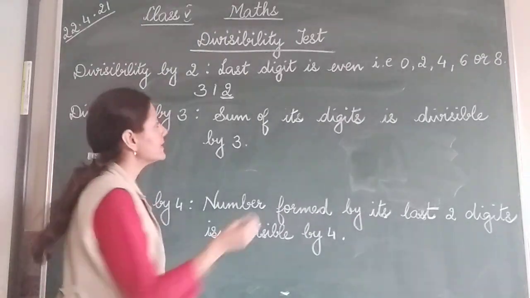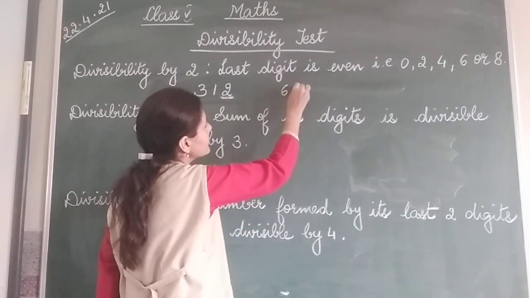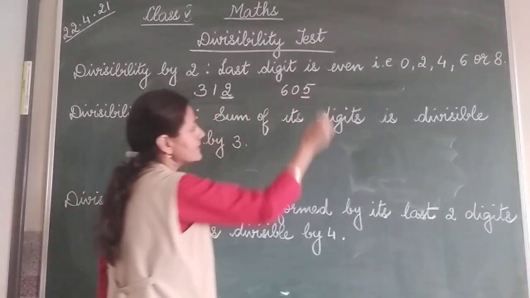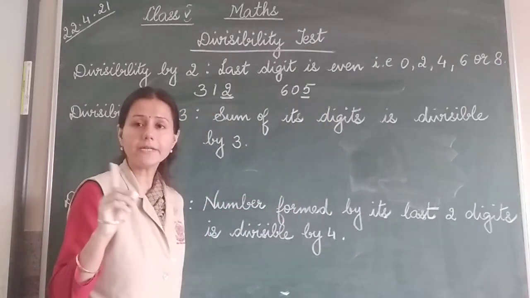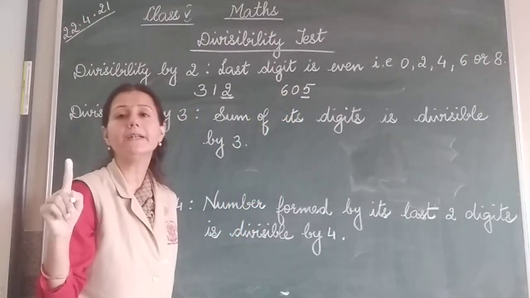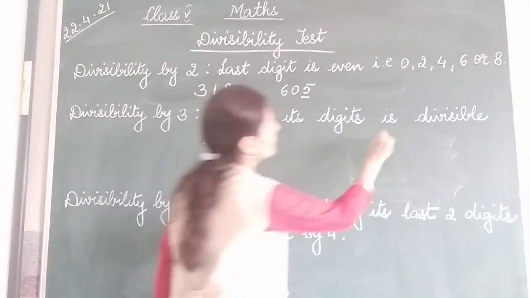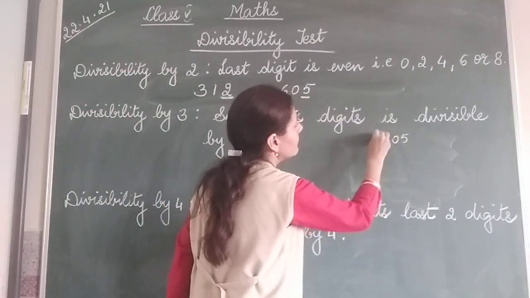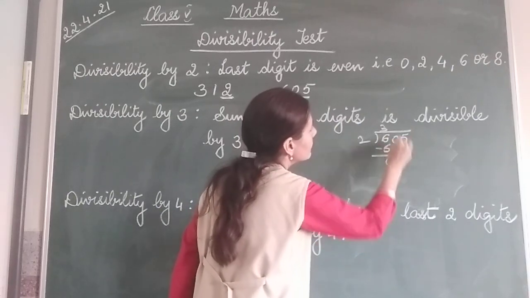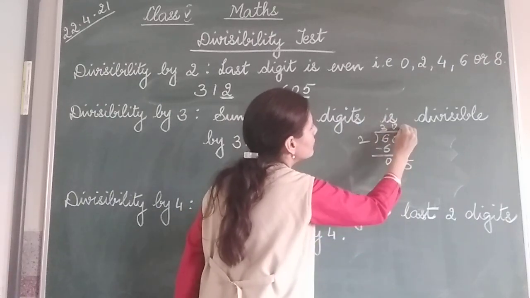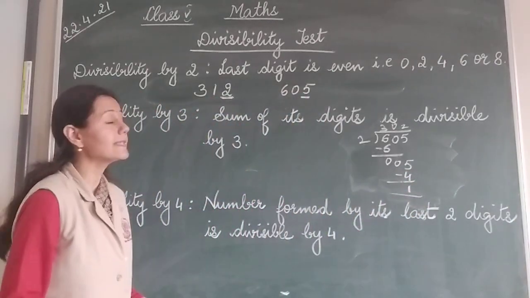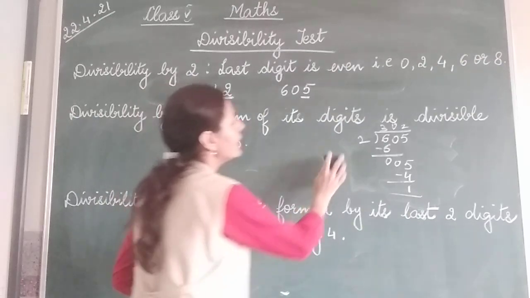Just by examining the digits you can find out. Let us take one more example. Suppose let us take 605. What is the last digit, children? The last digit is 5. 5 is not even. 5 is odd. So this 605 will not be divisible by 2. Okay, you can see 605, if you divide by 2: 2 3s are 6, 0. Bring this 5 down. 2 2s are 4. You are getting the remainder 1. So 605 is not divisible by 2.